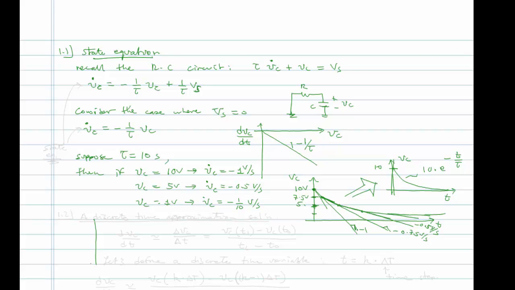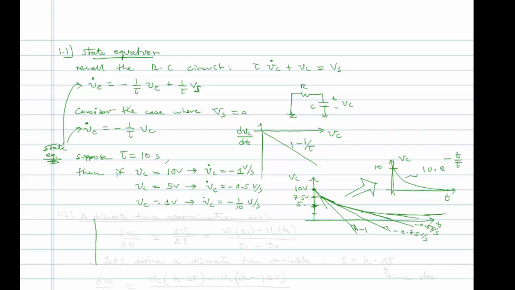So the conclusion here is that we can write a state equation, which basically consists of writing how the rate of change of your state, the capacitor state, the voltage of the capacitor, depends on everything else in the circuit. And that's called a state equation.